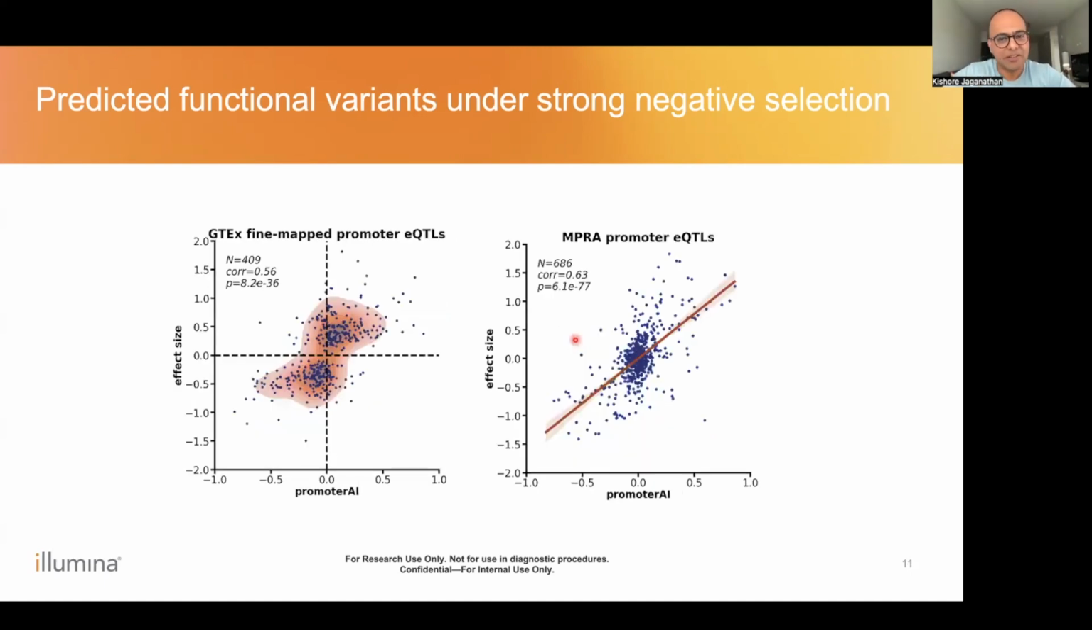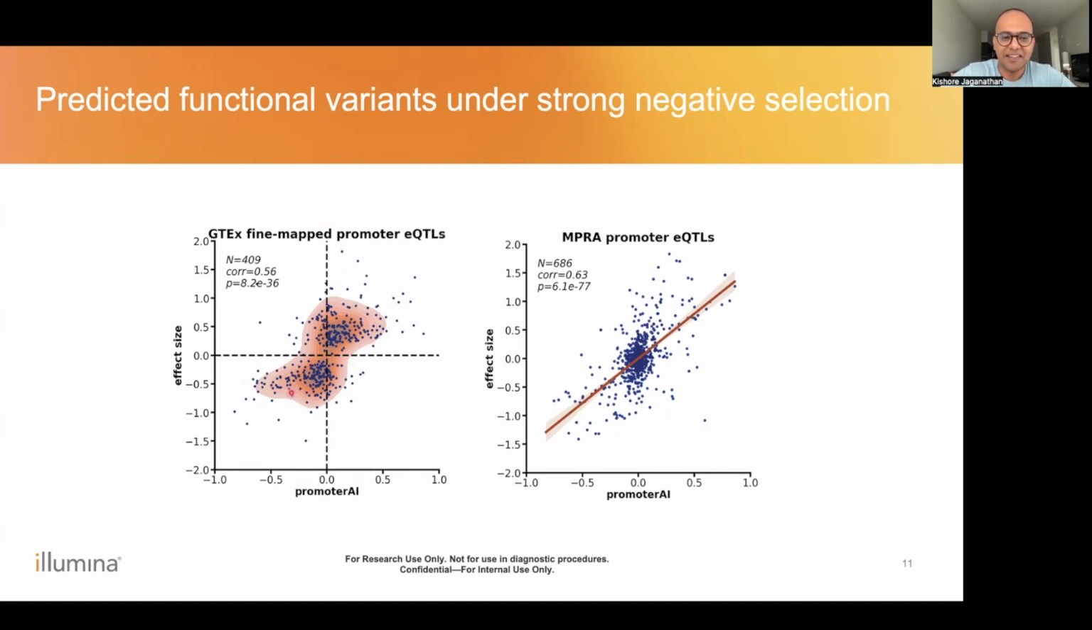And also, using eQTL data, like GTEx eQTLs, these are variants that are fine-mapped in at least 2 tissues and fall on the promoter regions. On the y-axis is the actual effect size reported by GTEx, and the x-axis is the PromoterAI score for those variants. You see a very healthy correlation of 0.56 between the two.